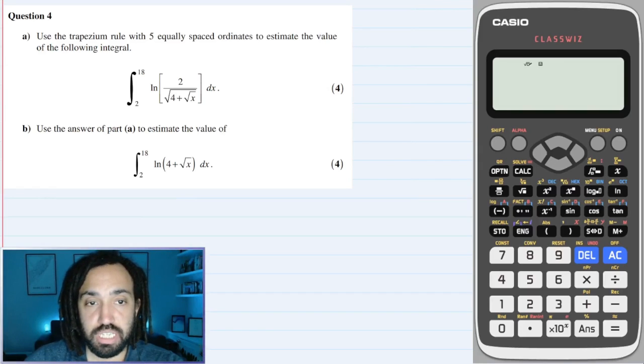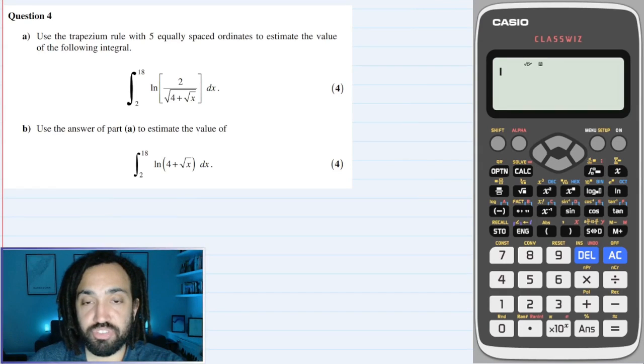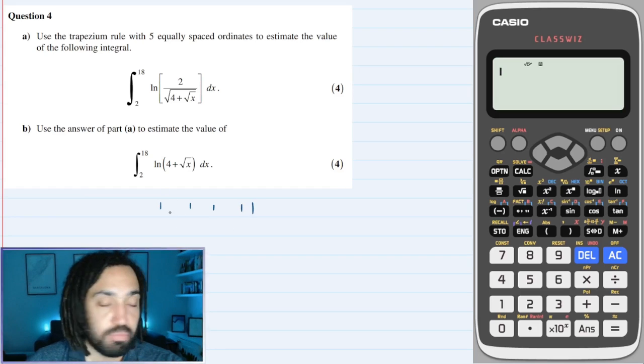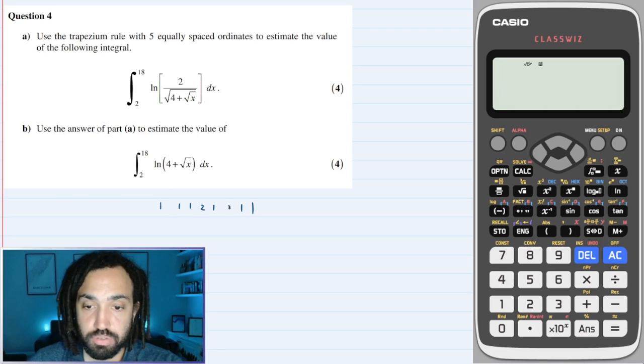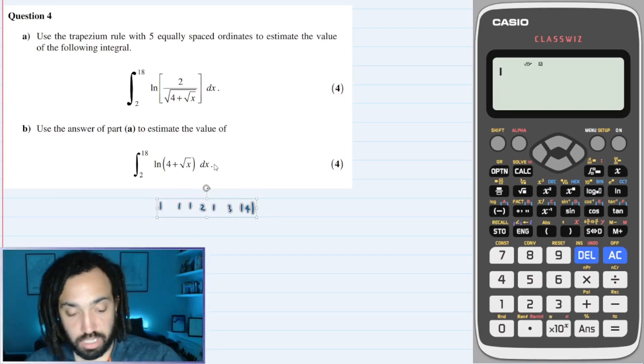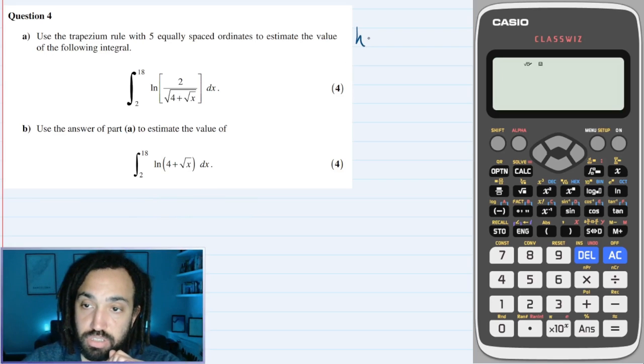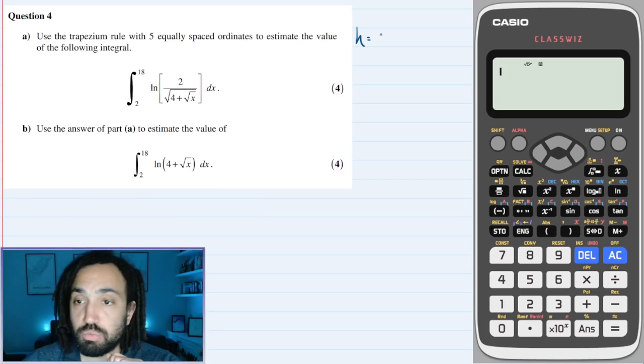Okay, next question. Use the trapezium rule with 5 equally spaced ordinates to estimate the value of the following integral. So if there were 5 values, 1, 2, 3, 4, 5, then it means there's going to be 4 strips. So that means that the height of my trapeziums will be 18 minus 2 over 4, which is 16 over 4, which is 4.